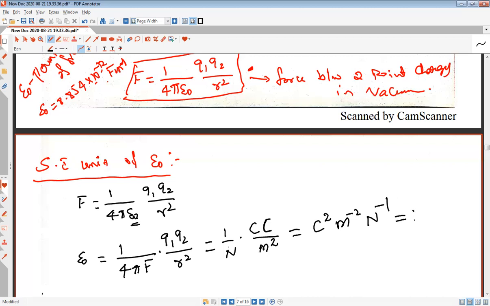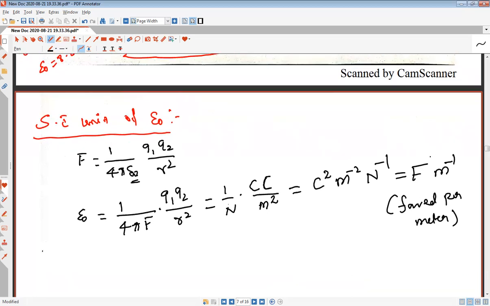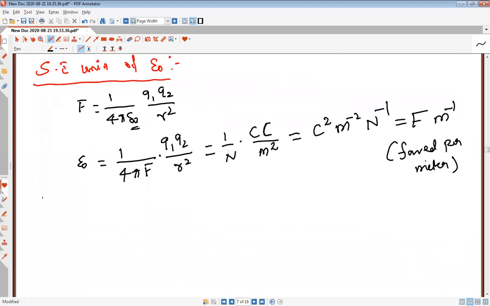Or this can also be written as farad per meter. This must be read as farad per meter. Right? We'll know what is farad in the next chapter, on potential and capacitance. There we'll understand. So this is regarding the SI unit of epsilon naught. Even using mathematics, you can try to write the dimensional formula for it.